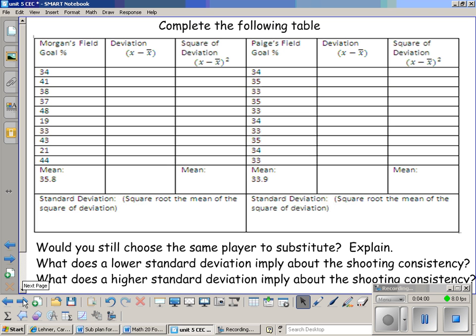So what we're going to do is complete the following table. What we need to refresh our memories on was the mean for Morgan was 35.8. The mean for Paige was 33.9, because we are going to need that. So the first thing we are going to do is find the deviation. So the x value, which happens to be 34 in the first one, subtract the mean. So in each case here, we are going to subtract the mean all the way down for each of these pieces of values.